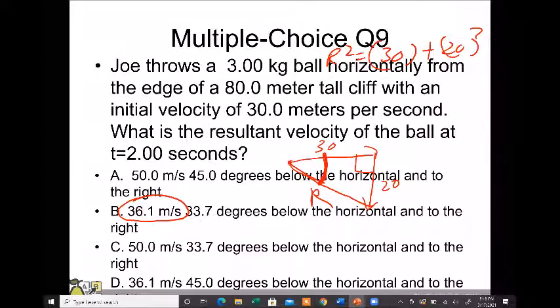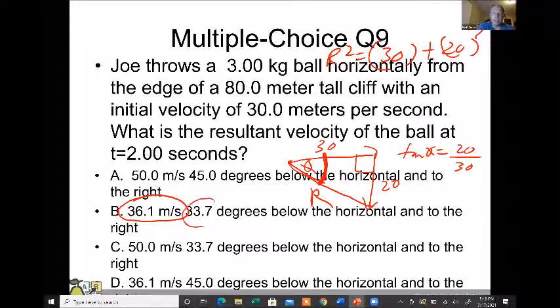Tangent, inverse tangent. So I'm going to call this theta, and I'm going to say that the tangent of my angle theta is equal to the opposite side from that angle, 20, over the adjacent side to that angle. So I'll go 20 divided by 30 and take the inverse tangent. And when I do that, I get an angle of 33.7 degrees.